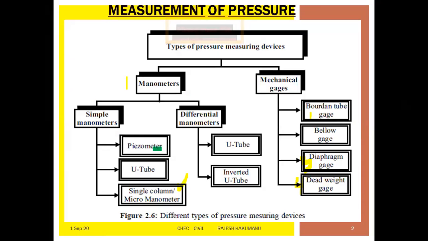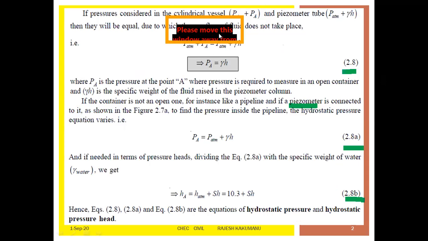In the last class, I mentioned the categories. There are two types, manometers and mechanical pressure gauges. Now you already have some awareness about this classification. Now let us get into the actual process. In the last class, we mentioned the formulas we are using for this manometer.